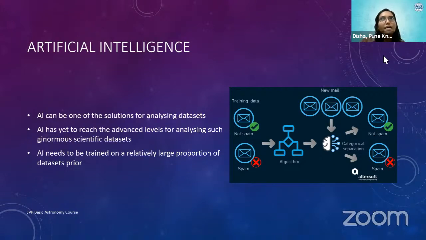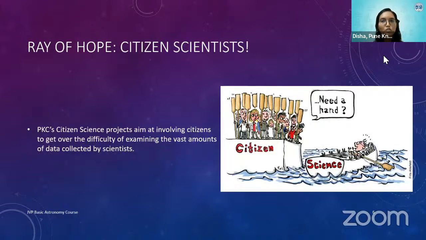And also currently AI is not at such a developed level where it can already go on analyzing gigantic data sets or even churning out classification nuances which can help us do it otherwise. So the ray of hope here is smart citizen scientists. PKC's idea, which is Pune Knowledge Cluster's idea behind the citizen science projects, is to involve citizens to get over the difficulty of examining such vast amount of data sets collected by scientists, astronomers, basically researchers of any kind.